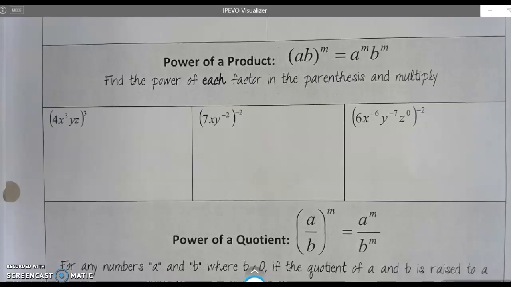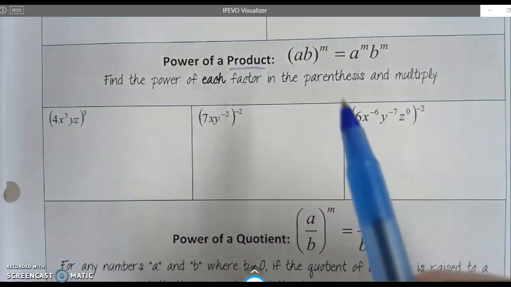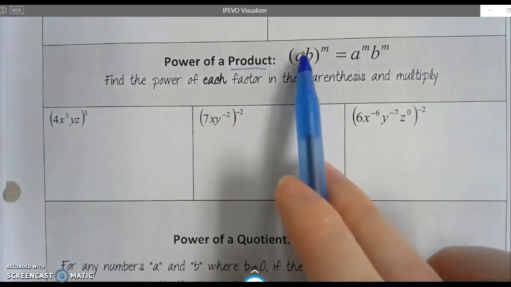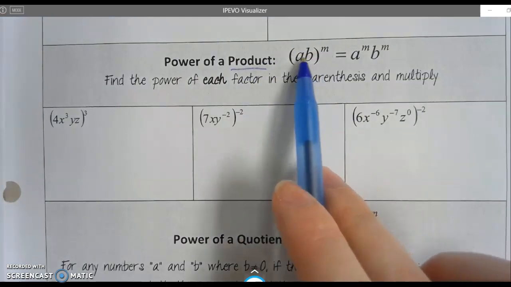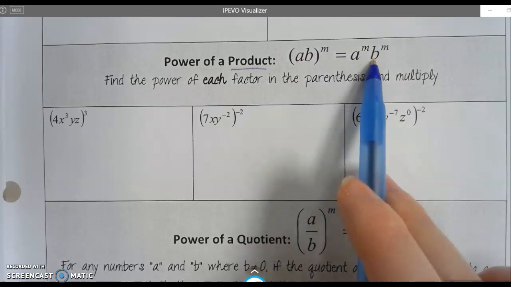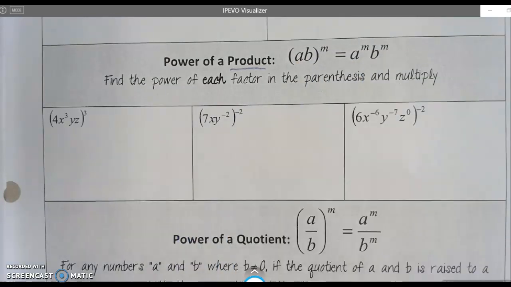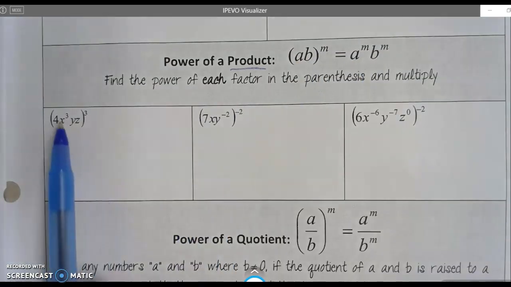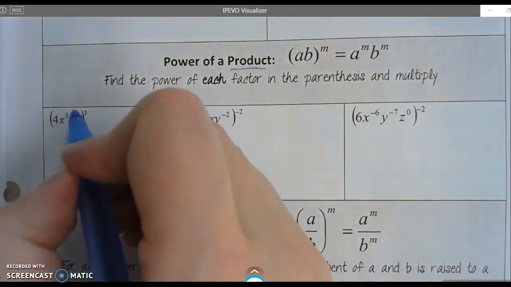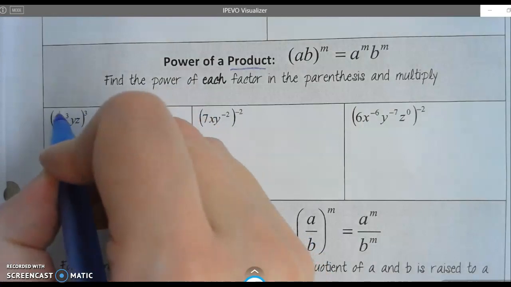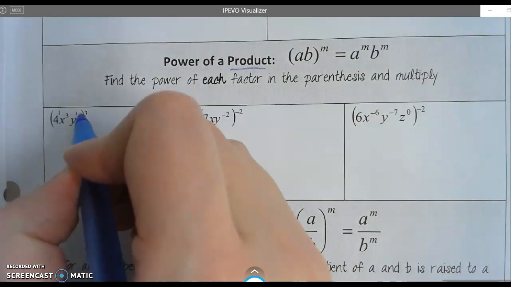Let's look at our second power rule. This is the power of a product. If you have multiplication inside parentheses and it's all being raised to a power, then that means every single factor is being raised to that power. So if we have 4x cubed yz all being cubed, that means you need to cube every single piece inside.